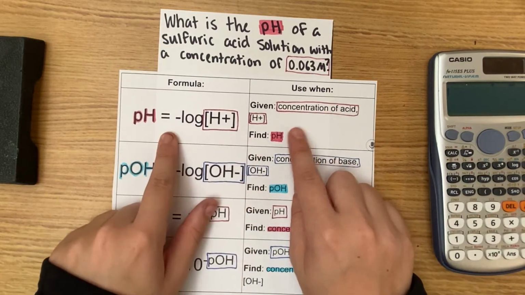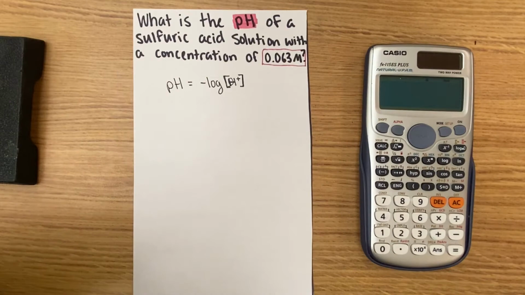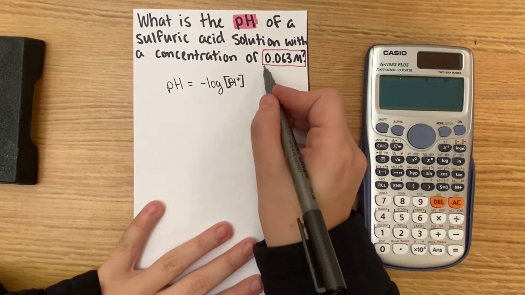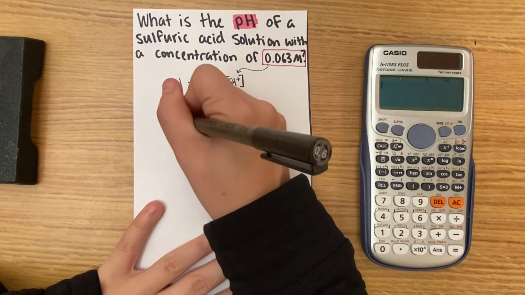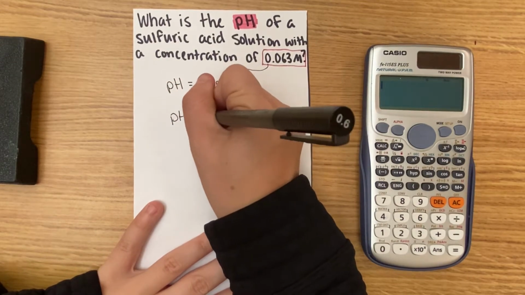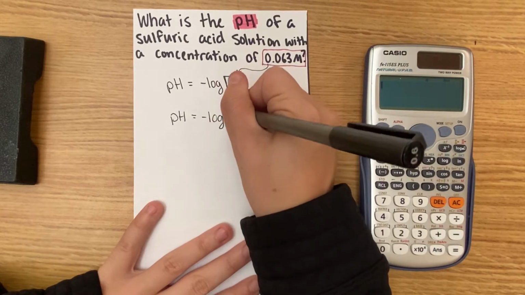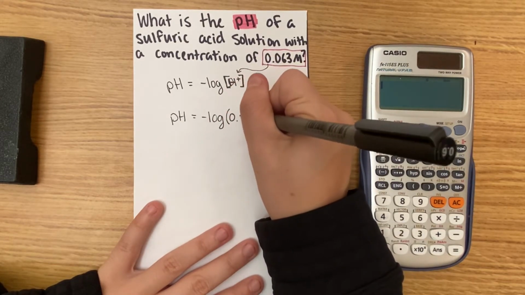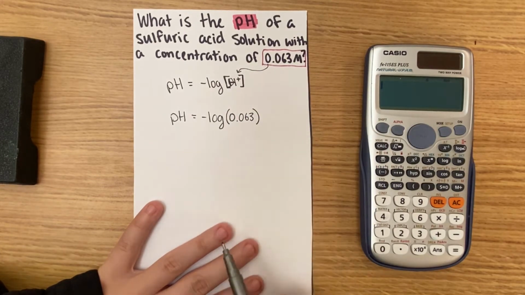So this is the formula I want to use. To work this out, I'm just going to plug in the number that I have outlined where it belongs. So pH is just what we're trying to find. That's equal to negative log of this number right here. And that is just what I'm going to type into my calculator.